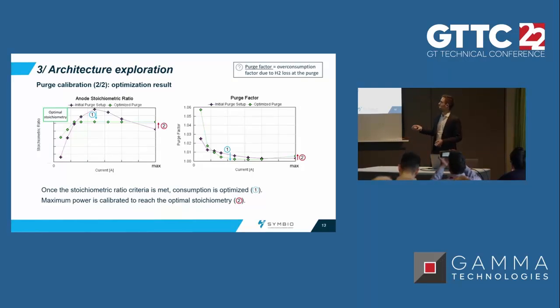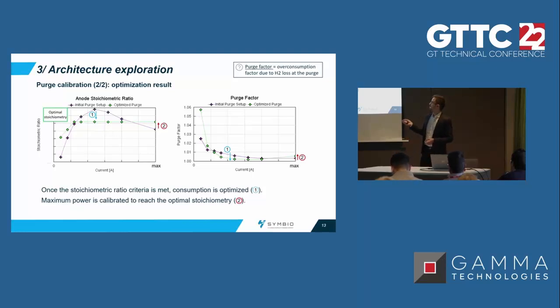So we had 2 things to optimize here. In the first point, we can see that at mid-power, the stoichiometry is quite high. So we are able to lower the stoichiometry while staying in the optimal range, and so we can improve the consumption because we lower the purge factor. So in point 1, we gain consumption and we don't lose anything in the durability.